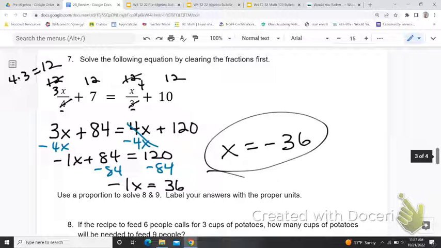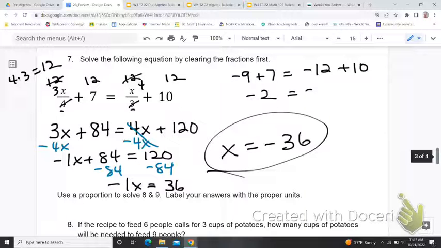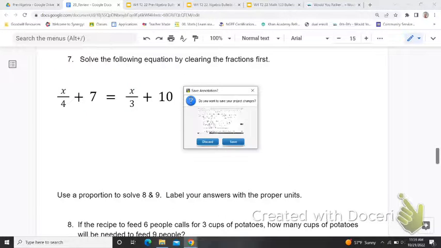I could plug that in to make sure it works. Negative 36 divided by 4 is negative 9. Negative 9 plus 7 is negative 2. Negative 36 divided by 3 is negative 12. Negative 12 plus 10 is also negative 2. So it checks.